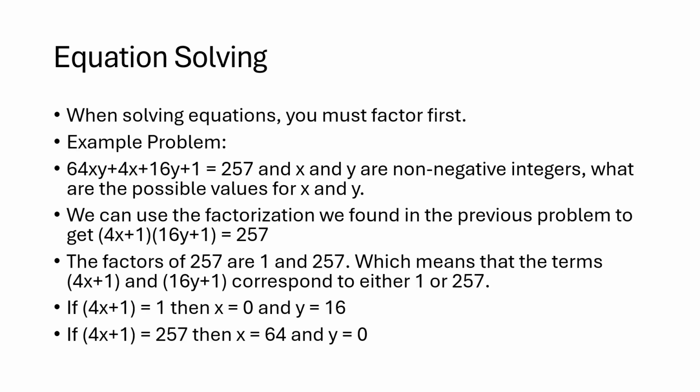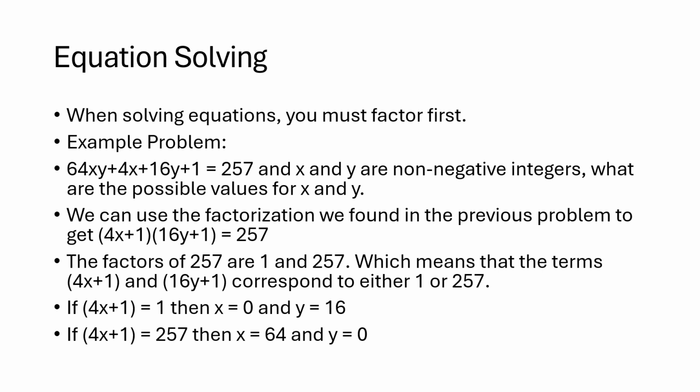In equations, you want to factor first to simplify everything right off the get-go. For our example problem, we can look at 64xy plus 4x plus 16y plus 1. If you notice carefully, this was the same problem as on the last slide. However, this time there's a condition that it's equal to 257 and that x and y are non-negative integers. The problem is asking for the possible values of x and y.